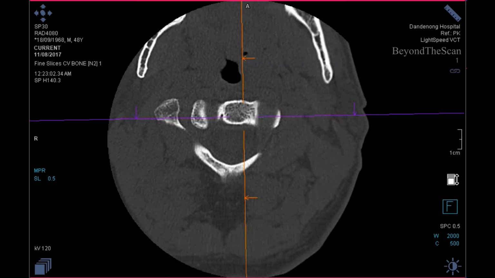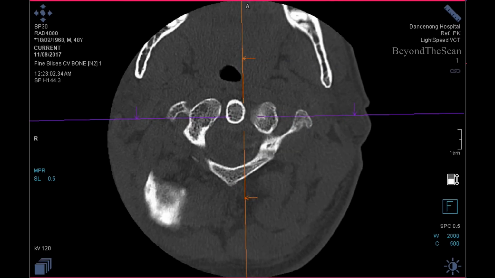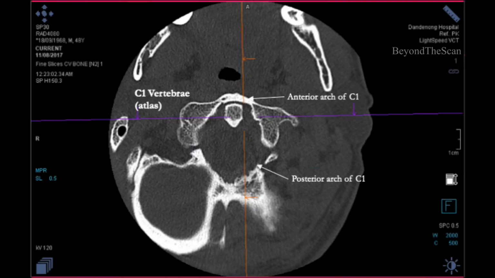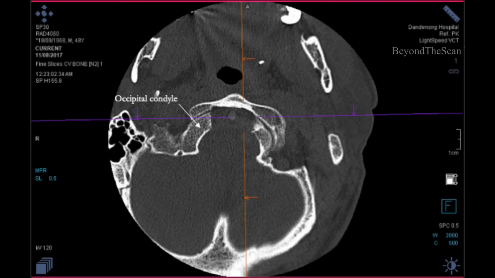At the level of the atlas or C1, we can see the dens of the C2. The atlas is another atypical vertebra with no body or spinous process like C2. It is comprised of a posterior arch and an anterior arch which articulates with the base of the skull. This point of articulation is the occipital condyle, which is demonstrated in here, as well as the foramen magnum.